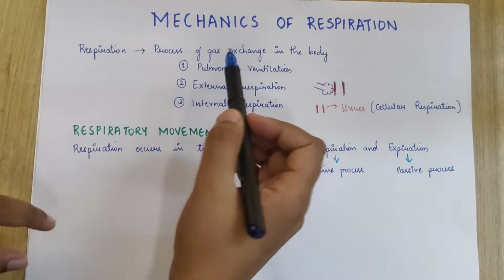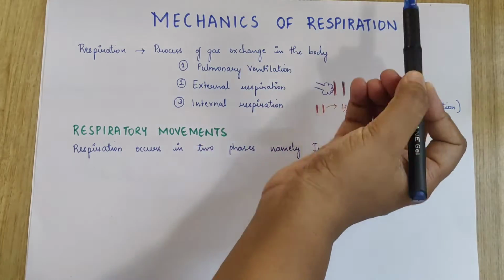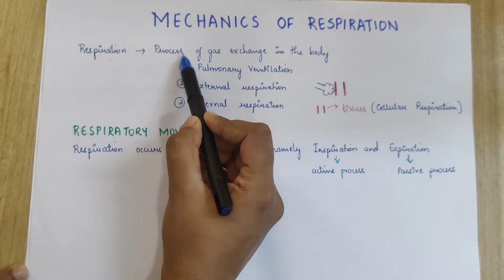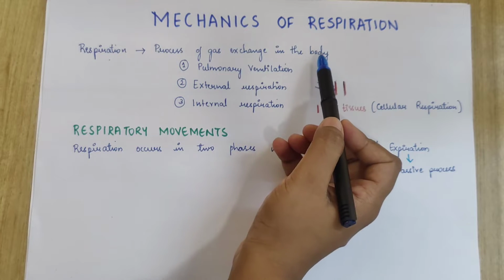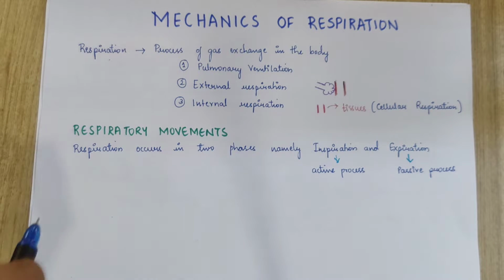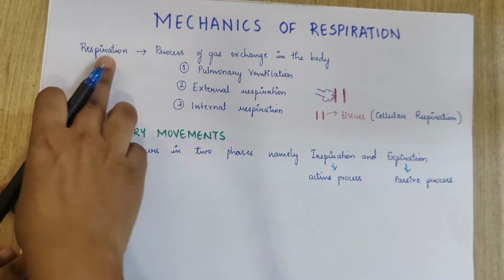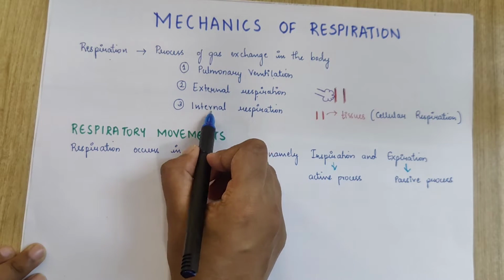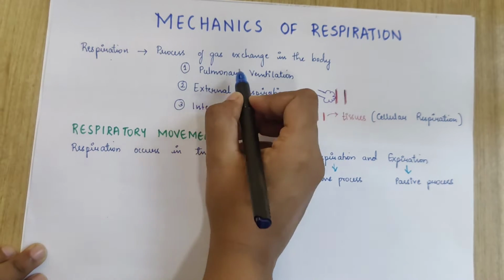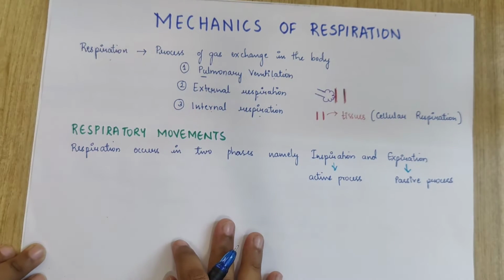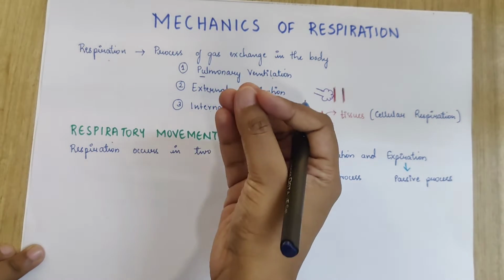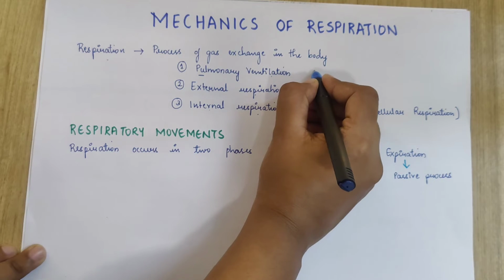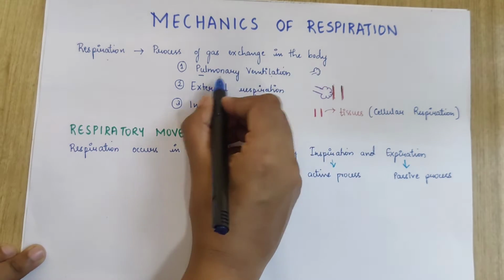So as we come to our topic, that is mechanics of respiration. What do you mean by the word respiration? Respiration is the process of gas exchange in the body. So basically, the gas exchange in the body is called respiration. There are 3 types: pulmonary ventilation, external respiration, internal respiration. What do you mean by the word pulmonary ventilation? It is literally breathing of air inside and outside between the environment and the alveoli.